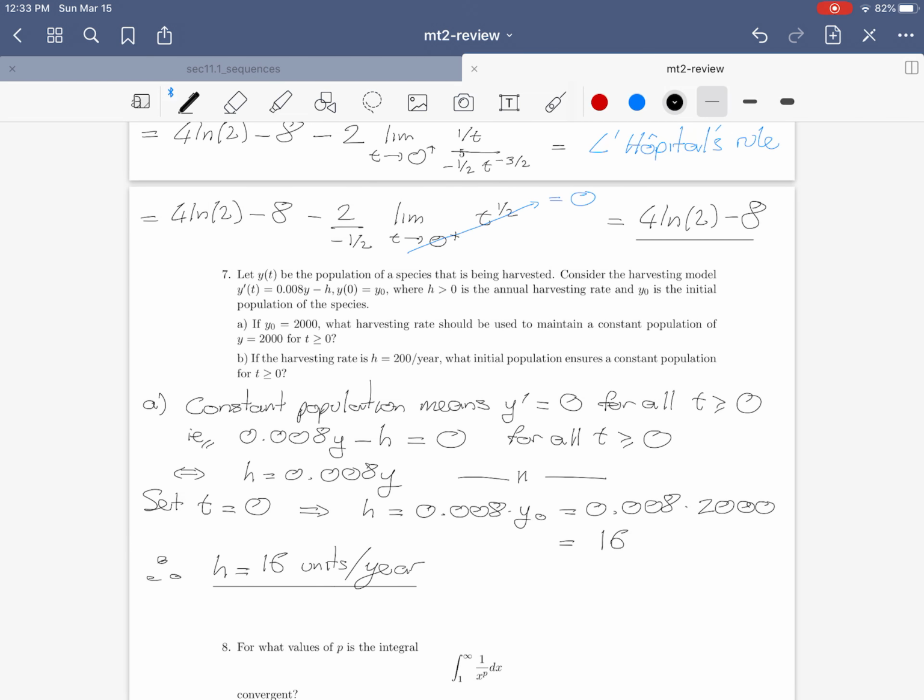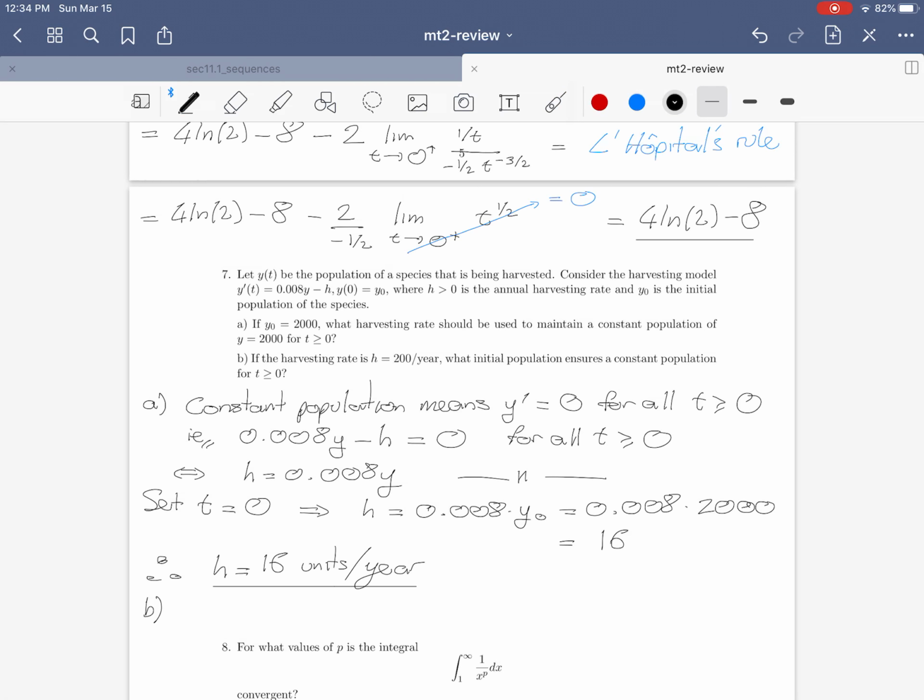Okay, so that was part A. And now for part B. Part B is really the same idea. Here we're told what the harvesting rate is. If 200 units per year are harvested, we're asked what initial population ensures that you have a constant population over all time.